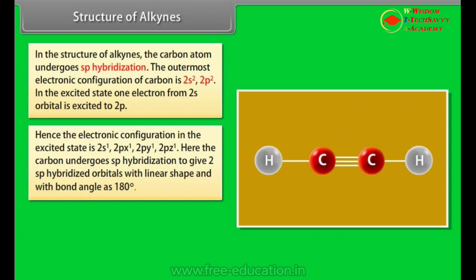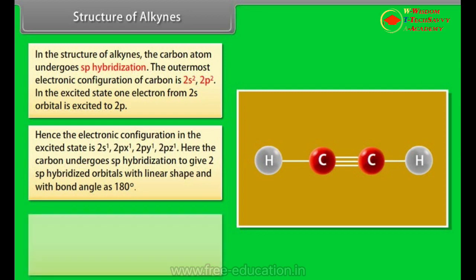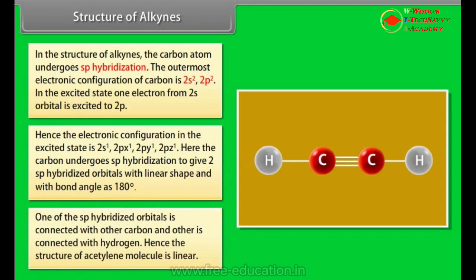Here, the carbon undergoes sp hybridization to give 2 sp hybridized orbitals with linear shape and a bond angle of 180 degrees. One of the sp hybridized orbitals is connected with the other carbon and the other is connected with hydrogen. Hence, the structure of the acetylene molecule is linear.